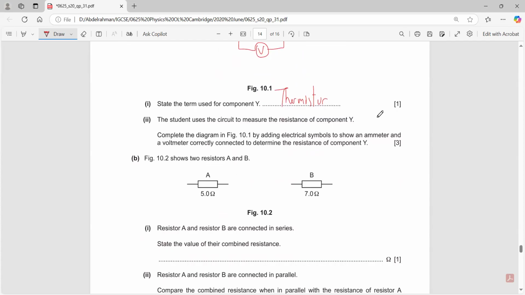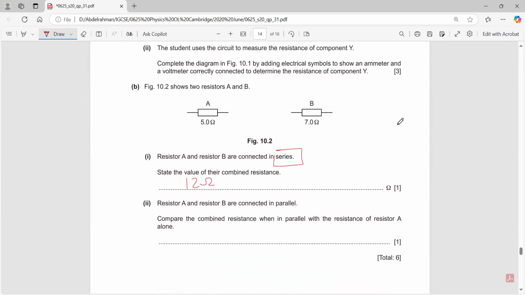Figure 10.2 shows two resistors A and B. State the value for their combined resistance if they are in series. If they're in series, the combined resistance would be 5 plus 7, which is 12 ohms, because they are in series.